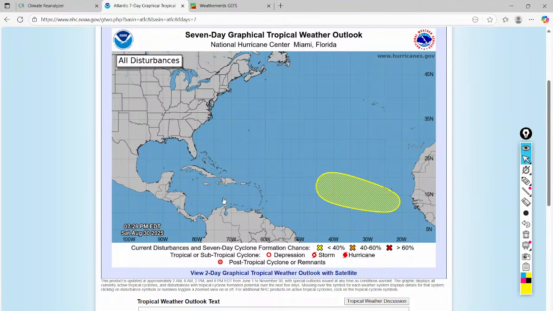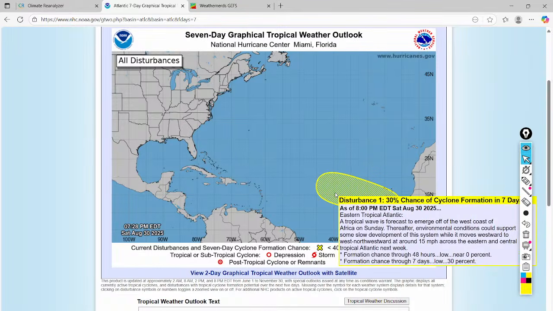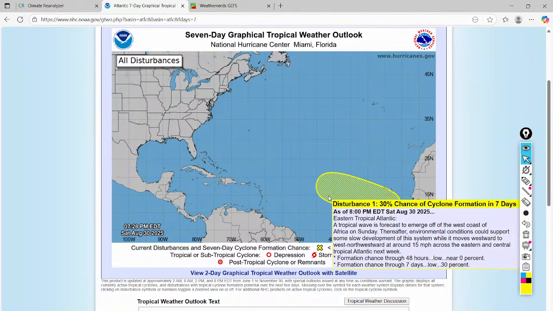We're taking a look at the AOI. We are currently at a 30% in the next 7 days and a 0 in the next 48 hours. Basically, what they do say here in the 8 p.m. advisory is a tropical wave is forecasted to generally move off the west coast of Africa on Sunday, pretty much tomorrow, and we're going to be taking a look at that in the satellite imagery. Therefore, environmental conditions could support some slow development.